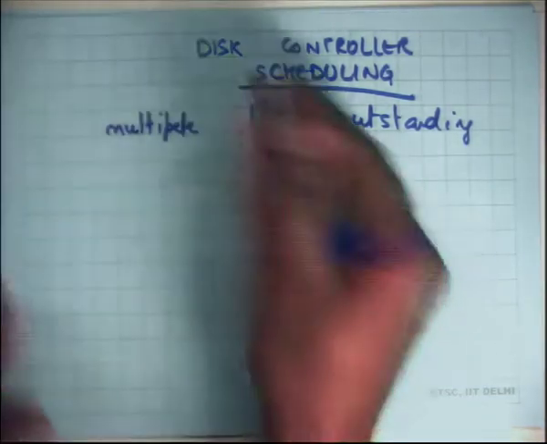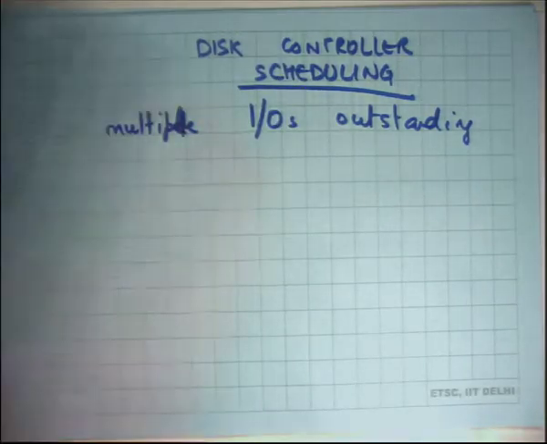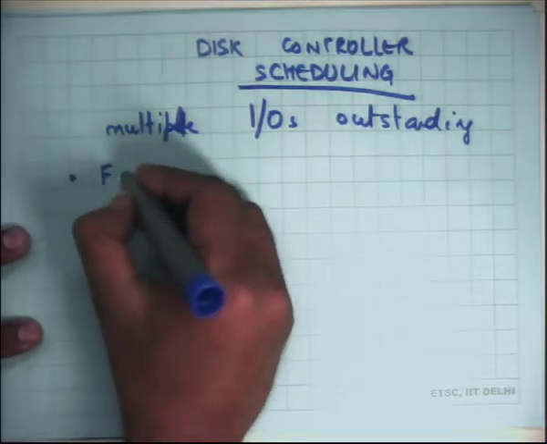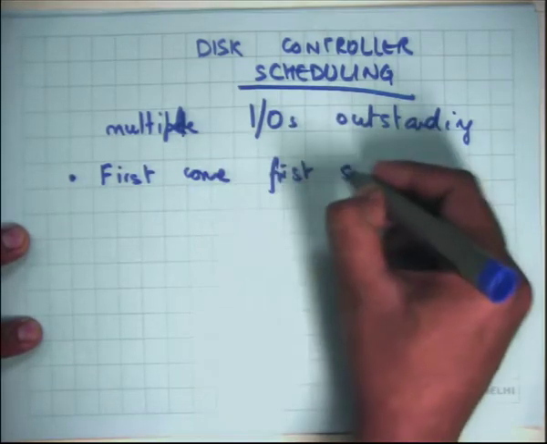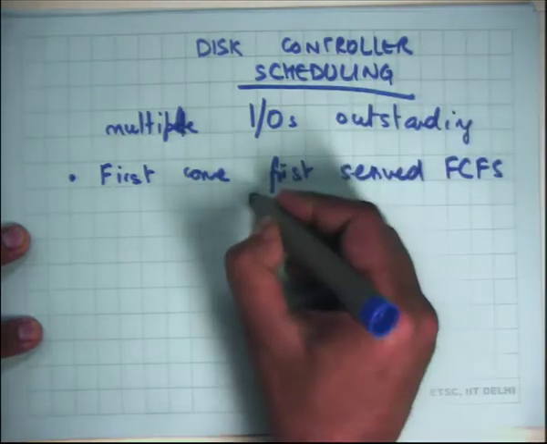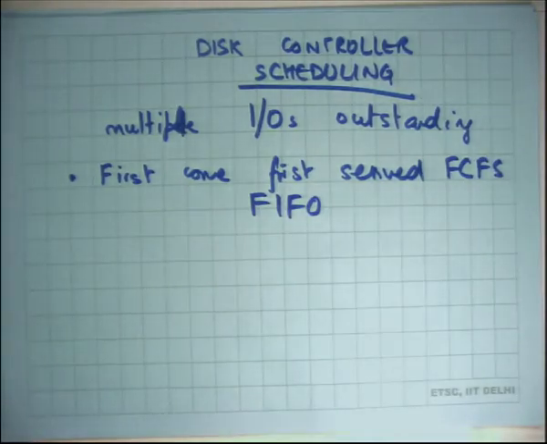It seems intuitive that the more flexibility the disk controller has, which means the more outstanding requests there are, the better job it can do at scheduling, right. So for example, one option is just first come first served, also called FCFS, or FIFO, first in first out, same thing. This is okay, this is fair, whoever comes first gets it, but it completely ignores proximity.